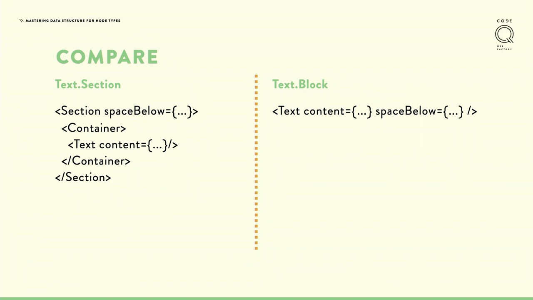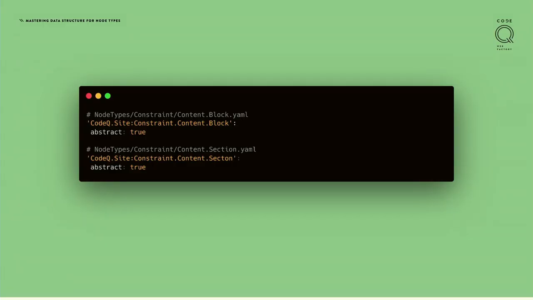Now, typically, for bigger projects we have maybe 30 to 50 section node types, and then 5 to 10 block node types. So let's go into the code. How would we do that?